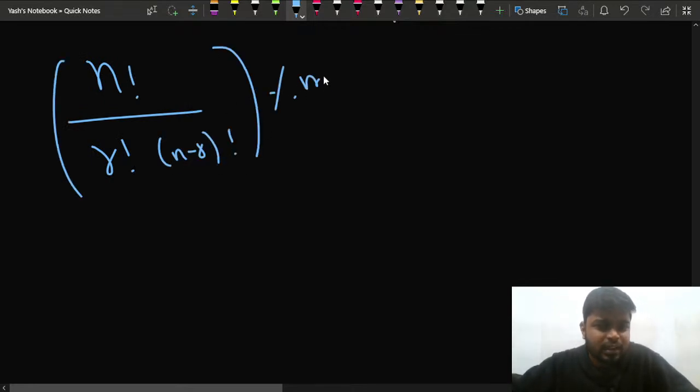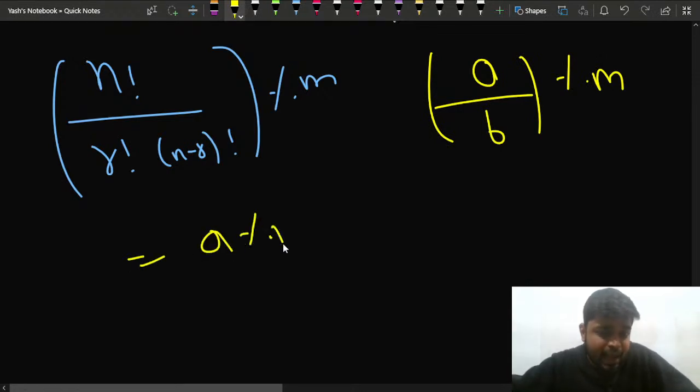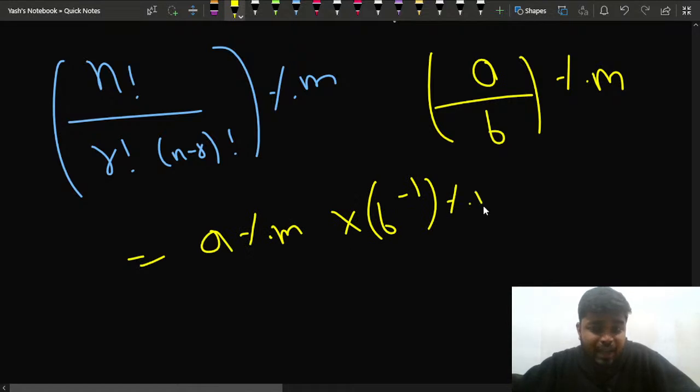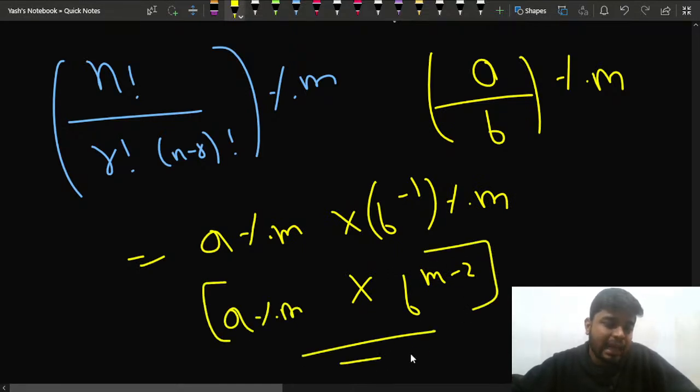Let's say this is A, and let's say the denominator expression, the complete denominator, is B, so this would be looking like this. Now this is A mod M into B to the power minus 1 mod M, which is nothing but B to the power M minus 2, times A mod M. So this is how you can calculate the final answer, right?